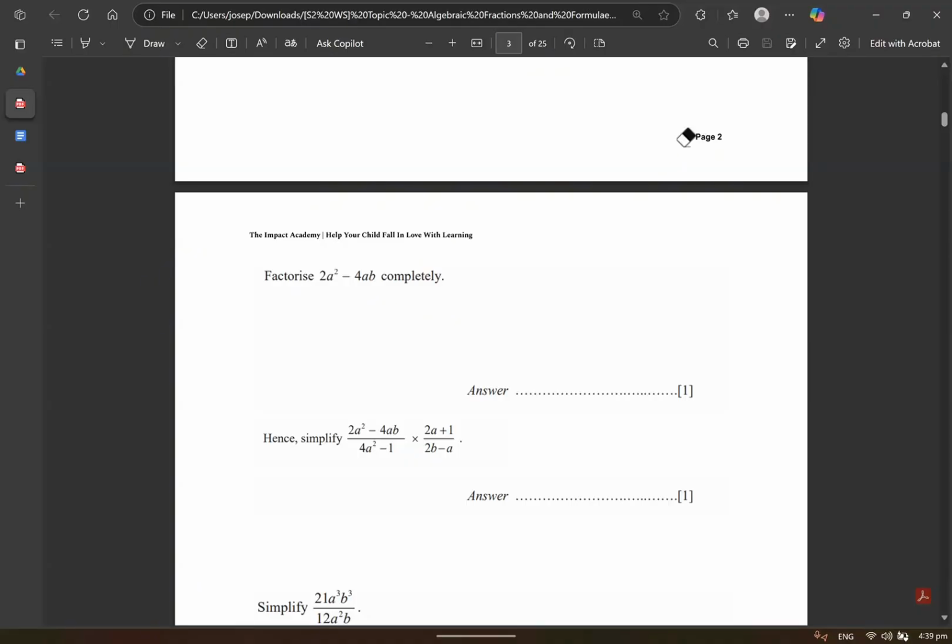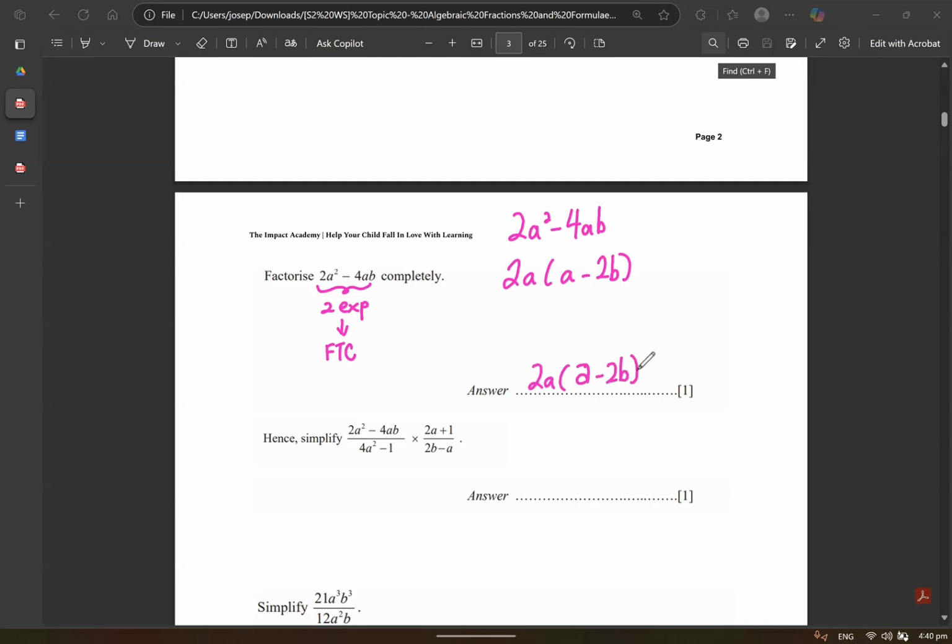Now, from here itself, you can see that this is what we call a two expression. If it's two expression, you always make sure you find a common factor. So 2a squared minus 4ab, this becomes what? You get a 2, you get an a over here, a minus 2b. Do you understand? Yeah. And that's your answer for the first part. But it is not the first part that I'm interested in. It is the second part, the part where they say hence.